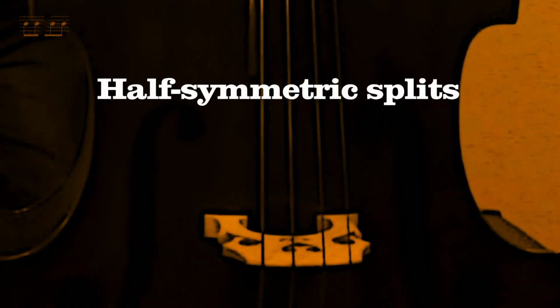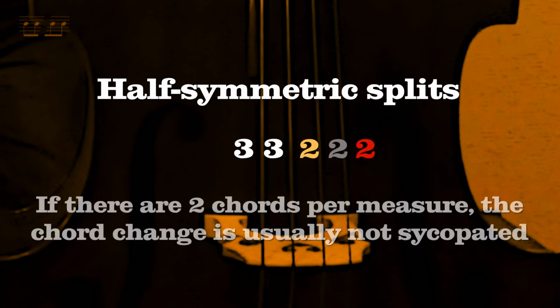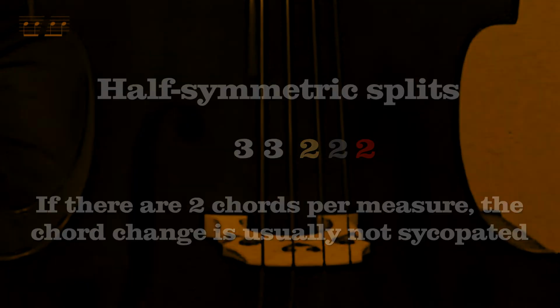Now, if you divide a measure into two equal halves, and further divide these two halves differently to one another, that's what I call a half-symmetric split. A famous example of one of these splits is the song I Like to Be in America from the musical West Side Story.